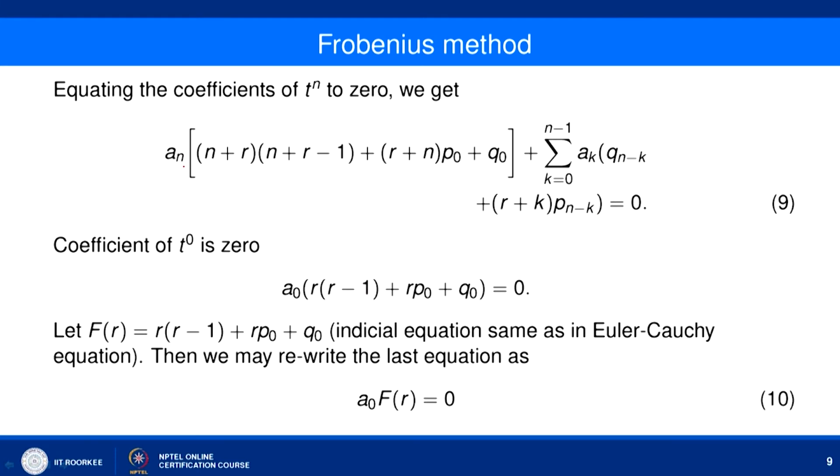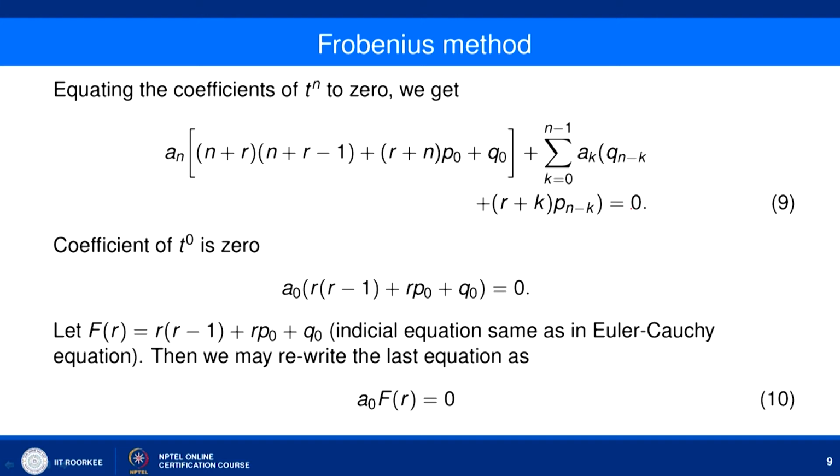So here we are writing a n into n plus r minus 1 plus r plus n p naught plus q naught, plus k equal to 0 to n minus 1 a k q n minus k plus r plus k p n minus k, that is equal to 0. So here we are trying to show that, equating the coefficient of t to the power n to 0, we get this following form: a n into n plus r minus 1 plus r plus n p naught plus q naught, plus k equal to 0 to n minus 1 a k q n minus k plus r plus k p n minus k equal to 0.